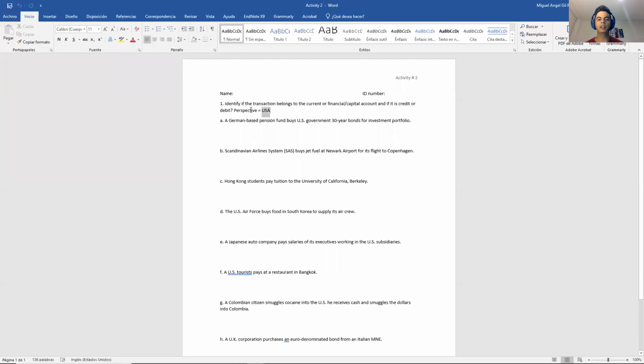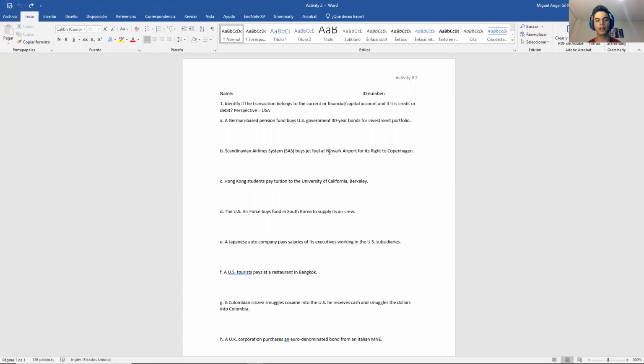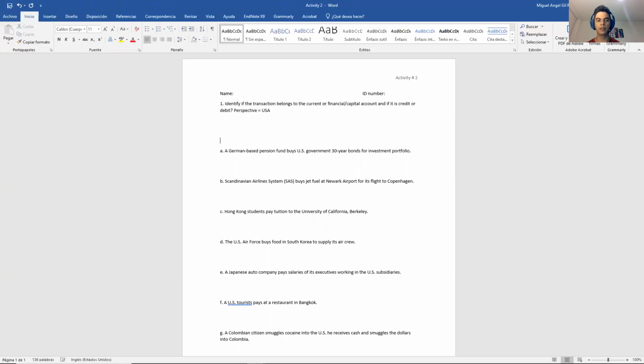And this is something very important. For this homework, you will have the perspective of the US. So that will help you to define if it's credit or debit, because your perspective is the US, okay? So let me give you some tips that you can follow for this homework and in any type of exercise or activity, or even in the exam, that is related to classifying transactions.